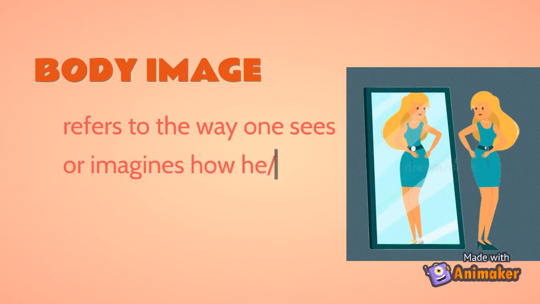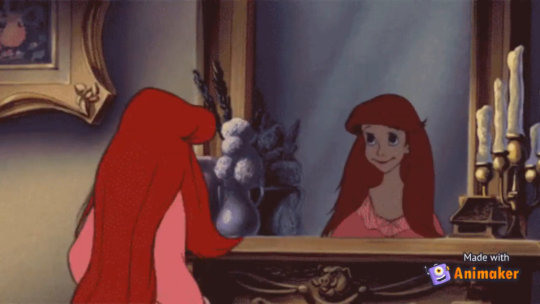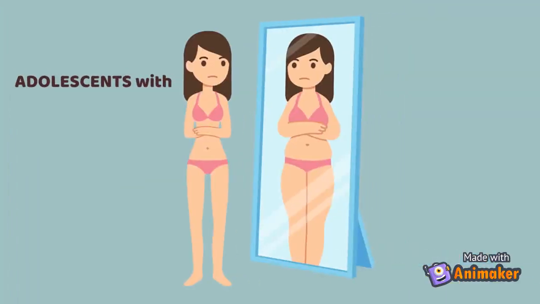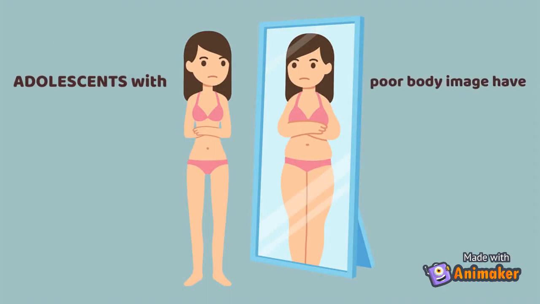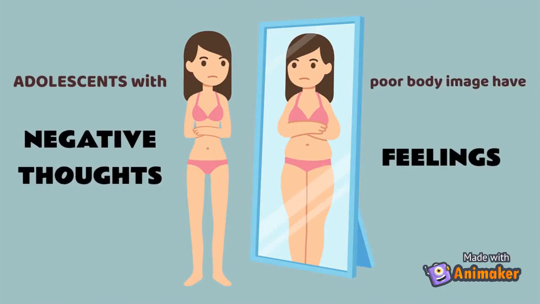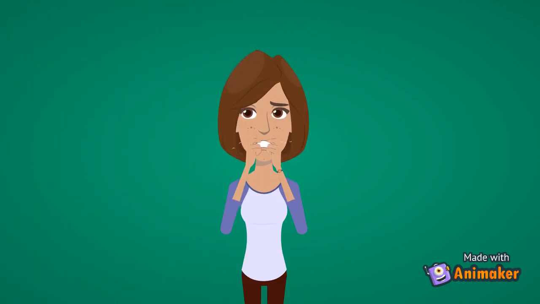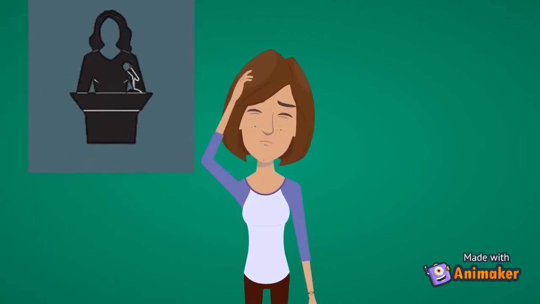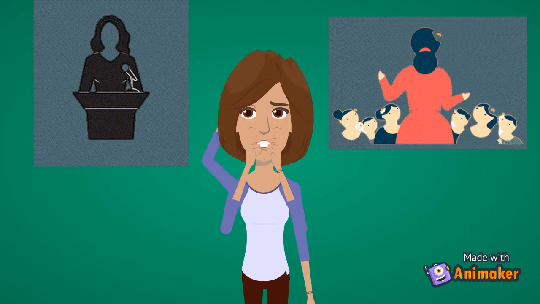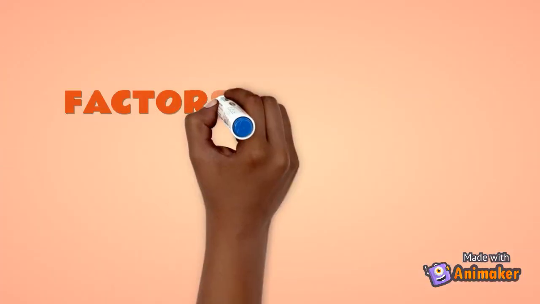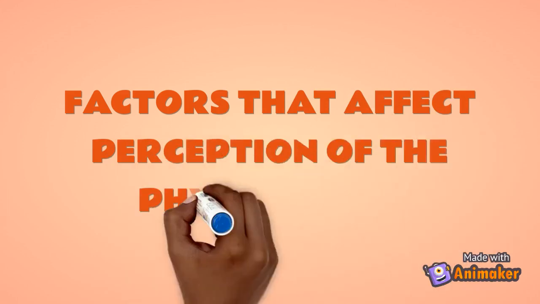Body image refers to the way one sees or imagines how he or she looks. It can either be positive or negative. Adolescents with poor body image have negative thoughts and feelings about their appearance. Adolescents usually imagine an audience and imagine people are actively listening to or watching him or her. There are factors that affect perception of the physical self.